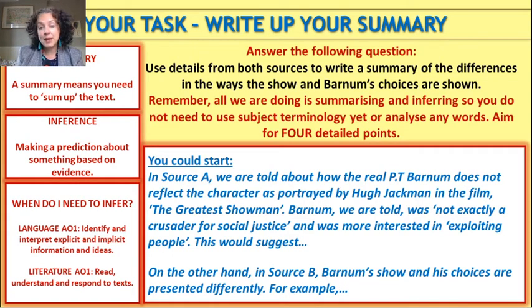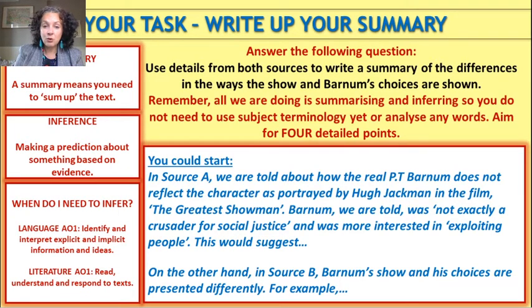But in source B, the choices are presented differently. P.T. Barnum is making excuses. He's making himself out to sound like he's not that bad actually. You know, he's employing this boy, he's paying his mum, he's lying, but they're just white lies, they don't mean anything. So that's your focus, okay?